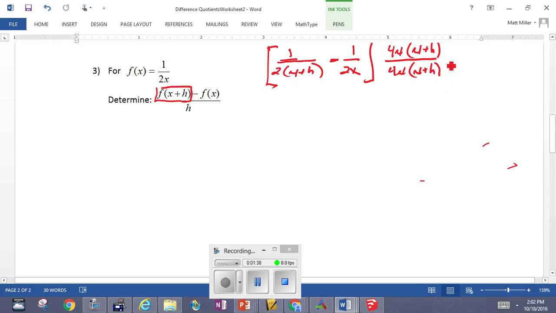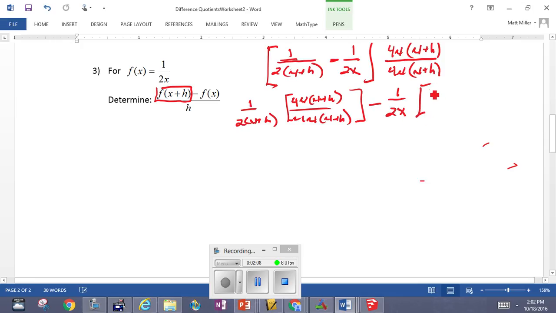Now, what do I have to do? I have to multiply this term by that denominator. I have to multiply that, so I'll do it. 1 over 2 times x plus h times 4x times x plus h over itself, 4x times x plus h, minus 1 over 2x times this common denominator, 4x times x plus h, over itself, 4x times x plus h.